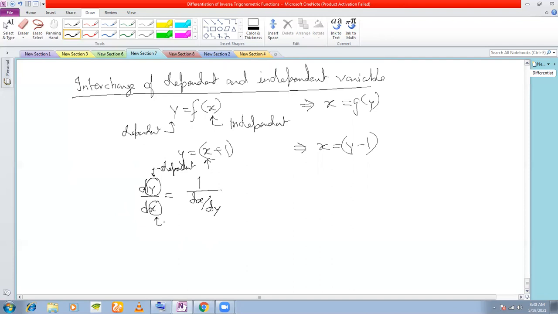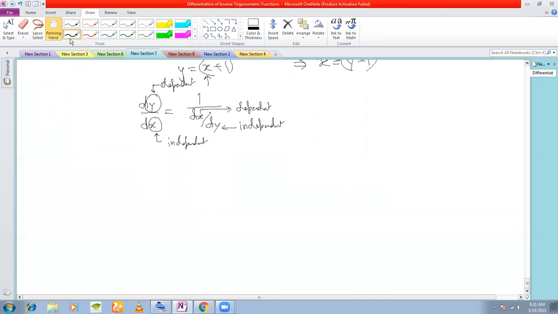And x is the independent variable, right? But here we are making x the dependent variable and y the independent variable. Clear with this? So please remember dy/dx is nothing but the reciprocal of dx/dy. Okay. Next is a small concept of how to differentiate an absolute function, a modulus function.